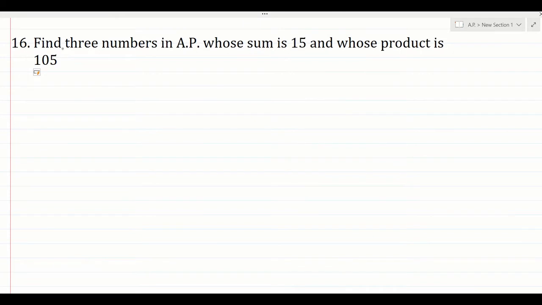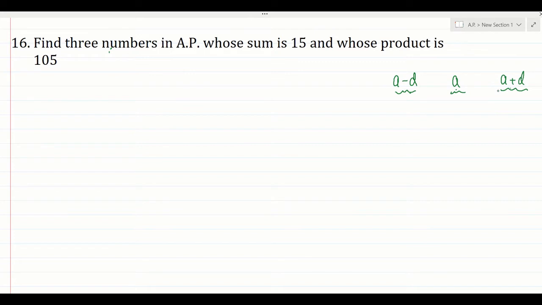Question number 16. Find three numbers in AP whose sum is 15 and whose product is 105. Please remember one thing. Whenever we are told three numbers in AP, we suppose them as A minus D, A and A plus D. So this is the first number, this is the second number, and this is the third number. I repeat, whenever three numbers in AP are given, we generally suppose A minus D, A and A plus D.